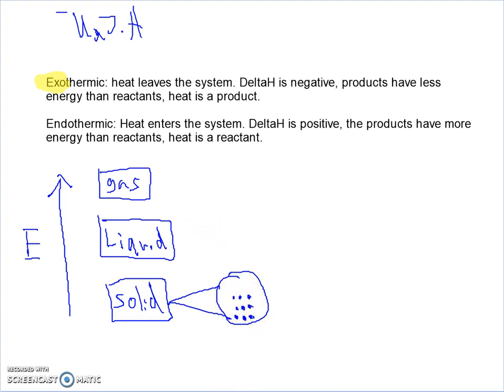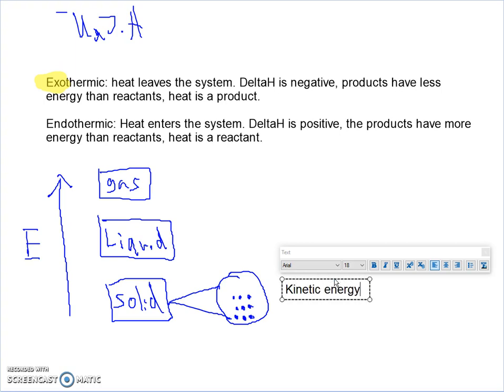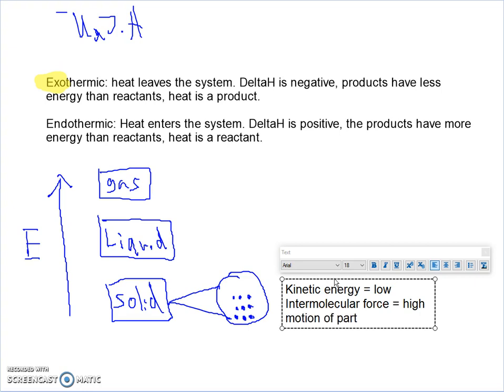I guess I should actually write that down for you guys. You may need some extra paper as we're taking notes. If you run out of room, just depends on how big you write, feel free to pause it to grab some paper. Okay, so kinetic energy is low. Intermolecular force is high. Motion of particles is low. This kind of goes with kinetic energy. Let me move it around.